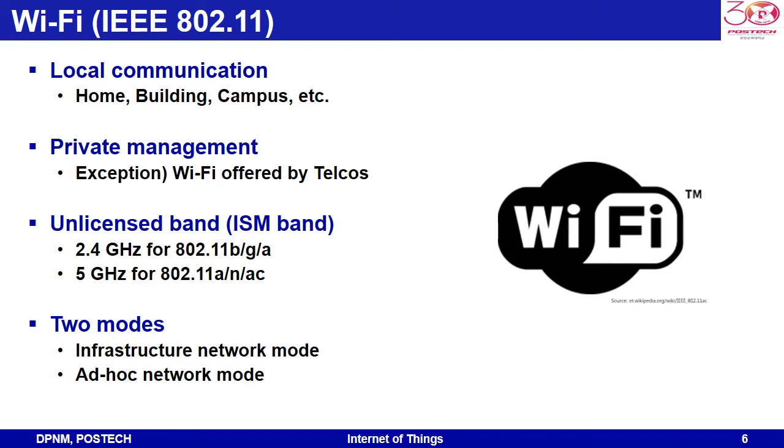Wi-Fi can be privately purchased and installed in private homes and buildings, but it can also be provided in public places by telcos. For example, KT, SKT, LG Plus in Korea. Wi-Fi operates on unlicensed bands called ISM bands.